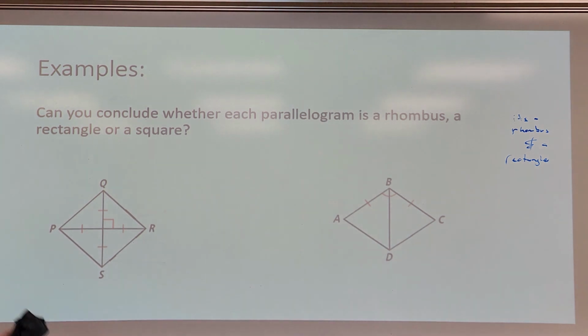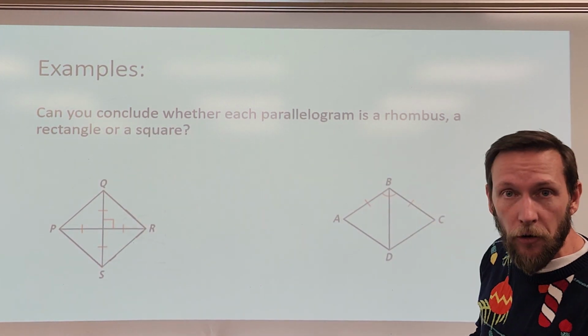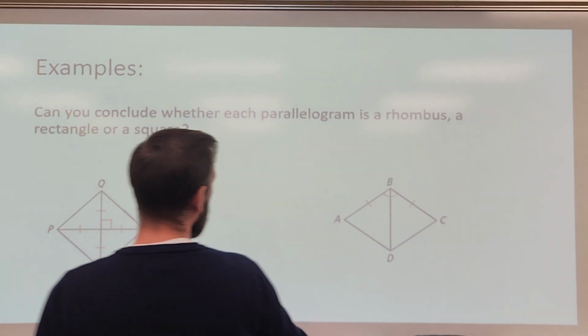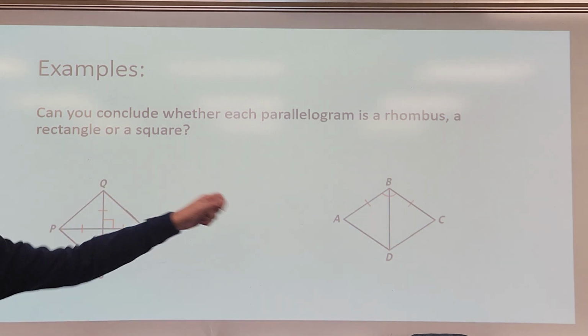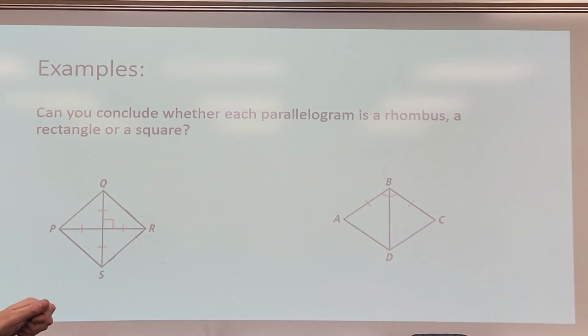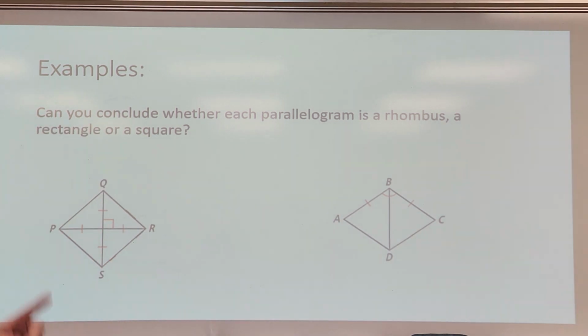All right, now we're going to use that information to do some thinking. Again, the thinking questions are the hard questions in our work. Can we conclude whether each of these parallelograms is a rhombus, a rectangle, or a square? So we're saying that these are parallelograms, so the opposite sides are parallel. That's huge. The second thing is you're given some other information. And so let's see what you can deduce.